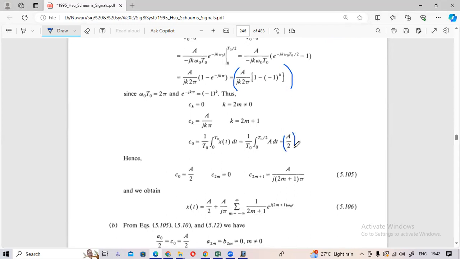So they have found a value for CK. That is this value, A divided by j2π, 1 minus minus 1 to the power k. So this is the value for CK.